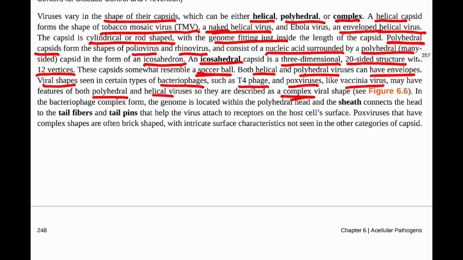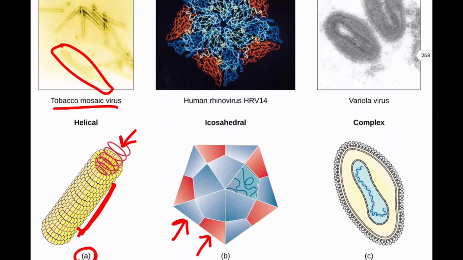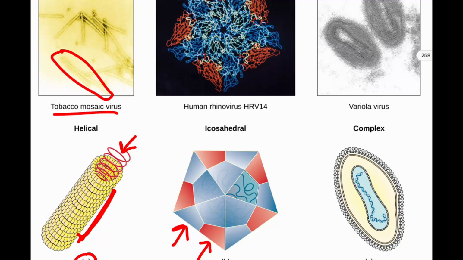So it's saying here that the genome is in the polyhedral head, and then the sheath, as we mentioned, has the tail fibers and the tail pins that help the virus attach to receptors on the host cell surface. All right, and then actually here you can see another example of a complex virus, which is not the bacteriophage, but is just a varying type of virus here. So you can see the nucleic acid, you can see that this one has an envelope here, and then the capsid surrounding the nucleic acid. So it's not an icosahedral shape and it's not a helical shape, so it's just classified as complex.